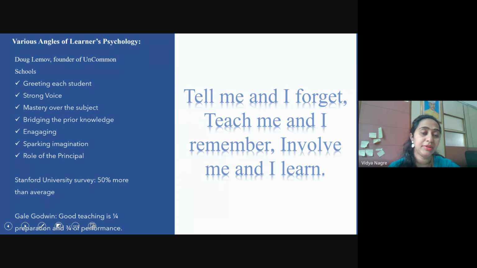Thereafter, the American novelist Gail Godwin has said, good teaching is one-quarter preparation and three-fourths performance, how you perform in the class. So perform like an artist, perform like an actor. You enact whatever you are saying. At the same time, that has to be dramatic, engaging, and involving for the students. They will stay engaged whenever they watch some movies or drama. So it should be like that. This saying is a very important keynote here that we have to mark.